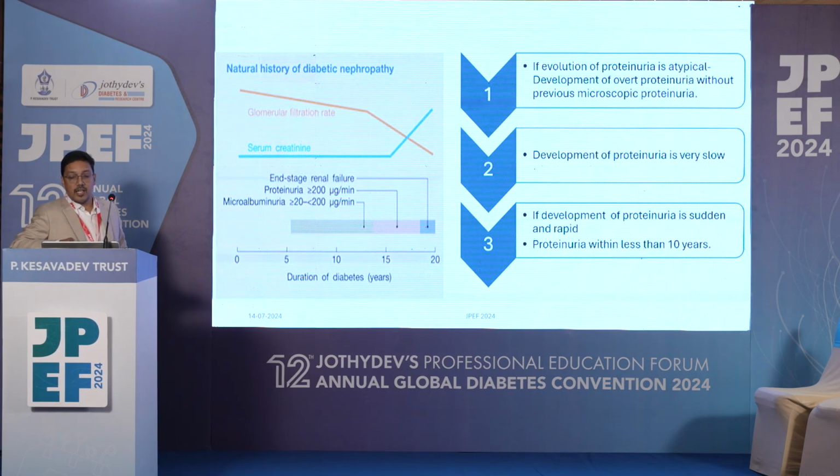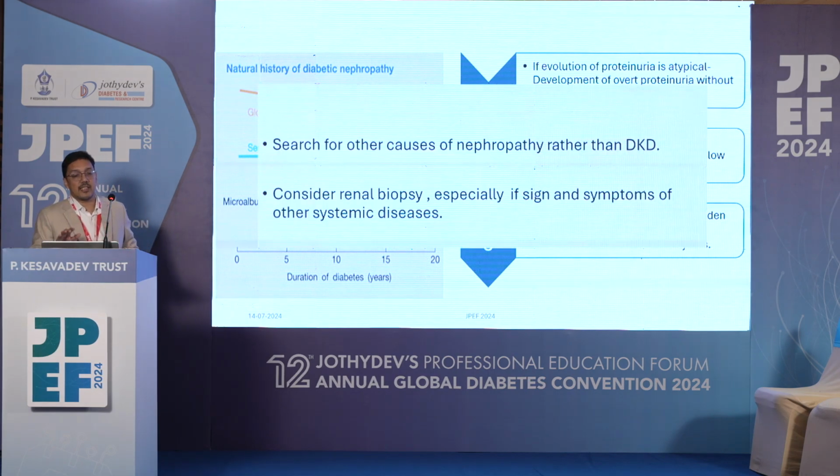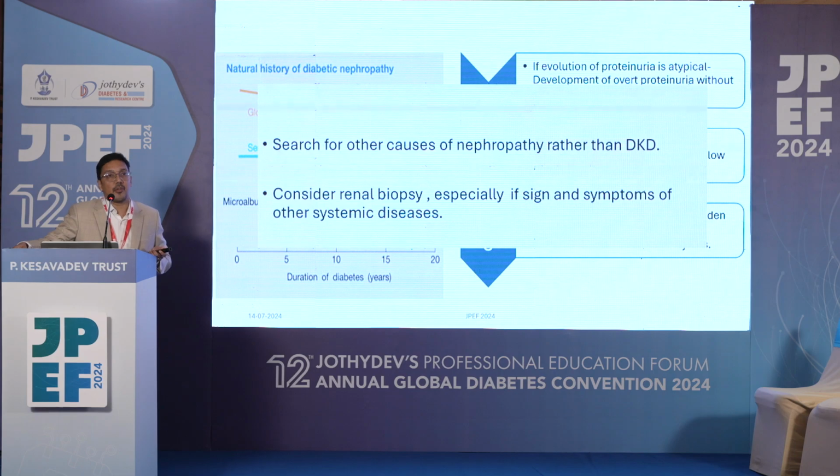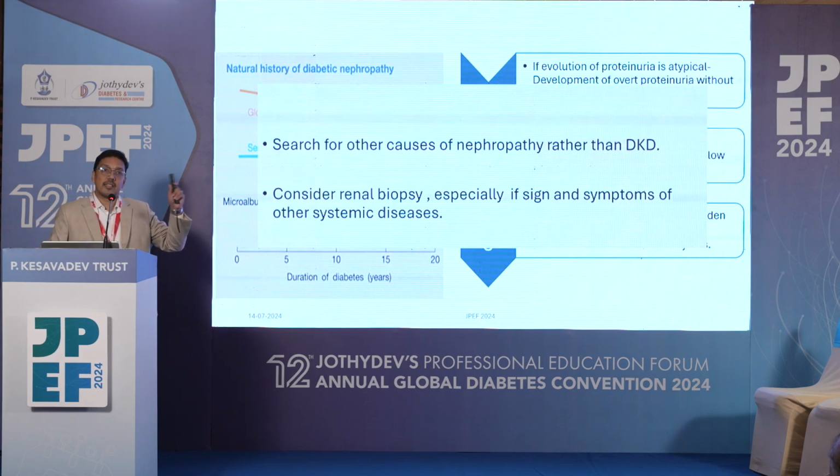Development of overt proteinuria without previous microalbuminuria, you should be careful. And if the development of proteinuria is very slow, also you have to be careful. And if the development of proteinuria is sudden and rapid, and proteinuria within less than 10 years, especially in type 1 diabetes, you should be careful. So in these cases, you have to search for other causes of nephropathy rather than DKD, and you may consider renal biopsy, especially if you have signs and symptoms of other systemic diseases.